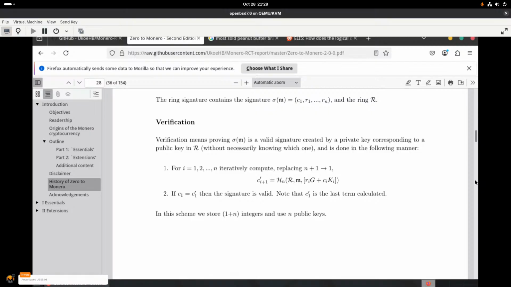For i equals 1, 2, ..., n, iteratively compute, replacing n plus 1 equals 1, c_(i+1) equals H(R, m, r_i G, c_i K_i). If c1 equals c1', then the signature is valid. Note that c1' is the last term calculated. In this scheme, we store 1 plus n integers and use n public keys.